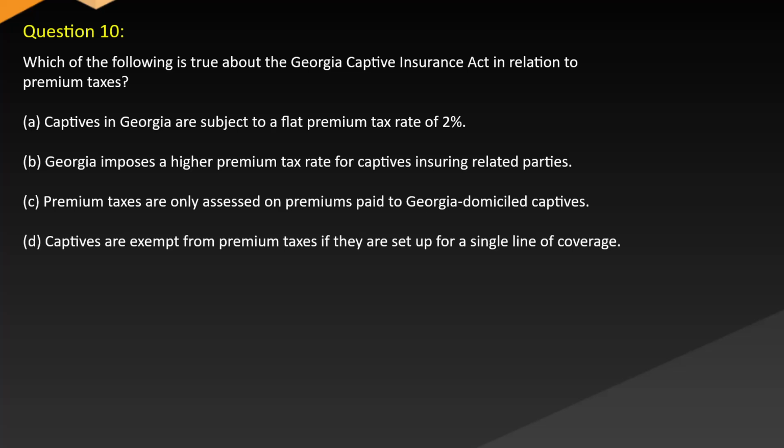Question 10. Which of the following is true about the Georgia Captive Insurance Act in relation to premium taxes? A. Captives in Georgia are subject to a flat premium tax rate of 2%. B. Georgia imposes a higher premium tax rate for captives insuring related parties. C. Premium taxes are only assessed on premiums paid to Georgia domiciled captives. D. Captives are exempt from premium taxes if they are set up for a single line of coverage.